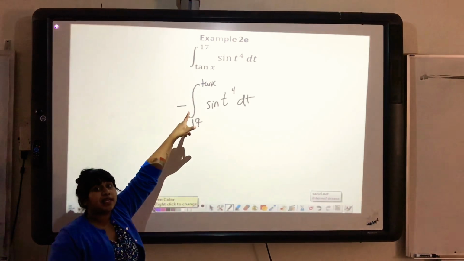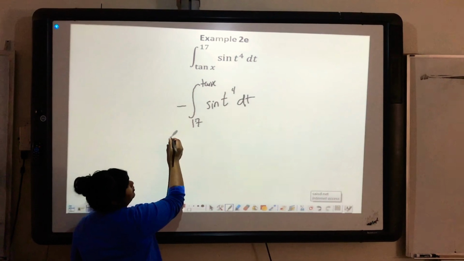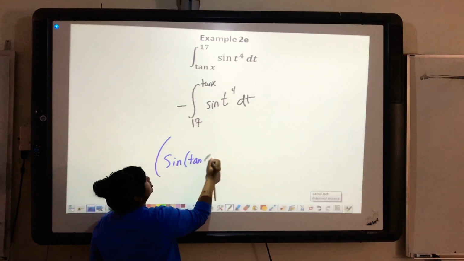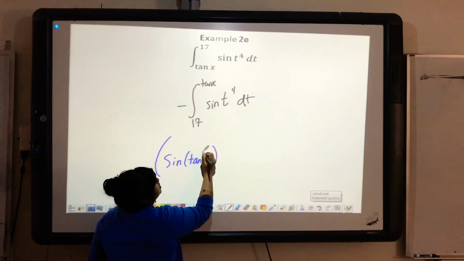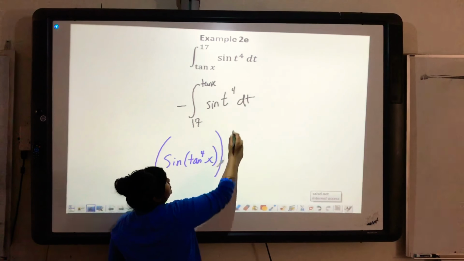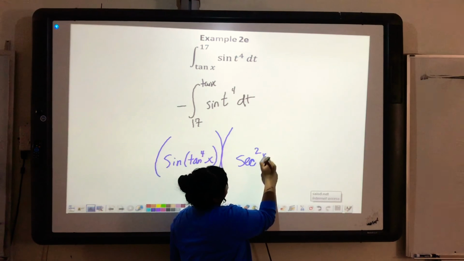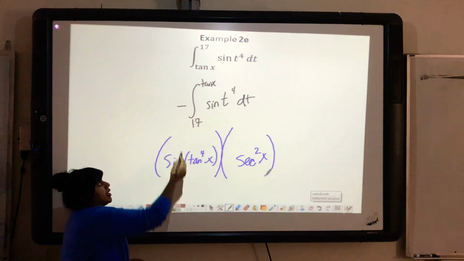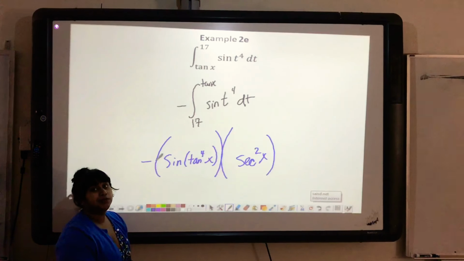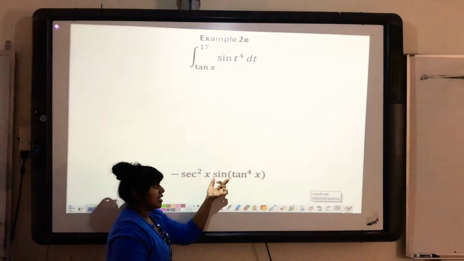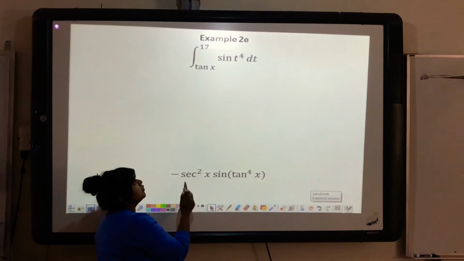a is a constant, b is an x, but b is something replaceable, so let's go ahead and do that. This becomes sine of t, but t was tangent x to the fourth, so my tangent is also to the fourth, times the derivative of tan x, which is just secant squared x. Can't forget my negative. Bring that negative down, and there's our answer. We could rewrite it in a more visually clarified form: negative secant squared x times the sine of tan to the fourth.